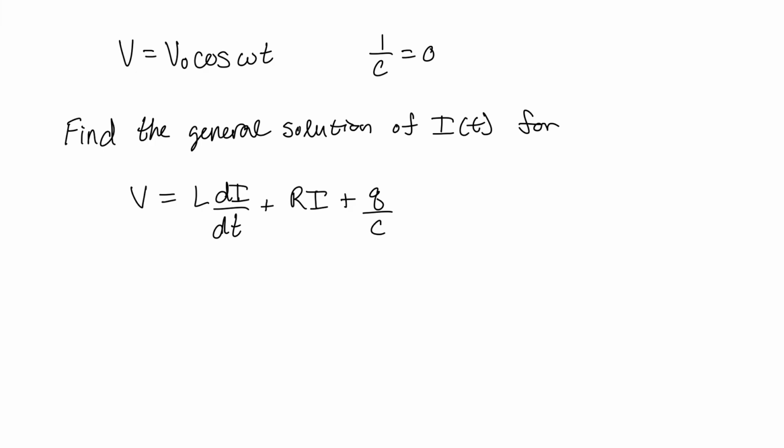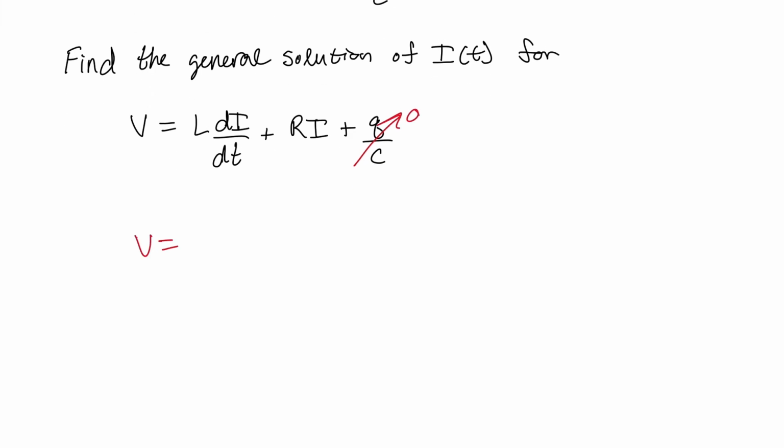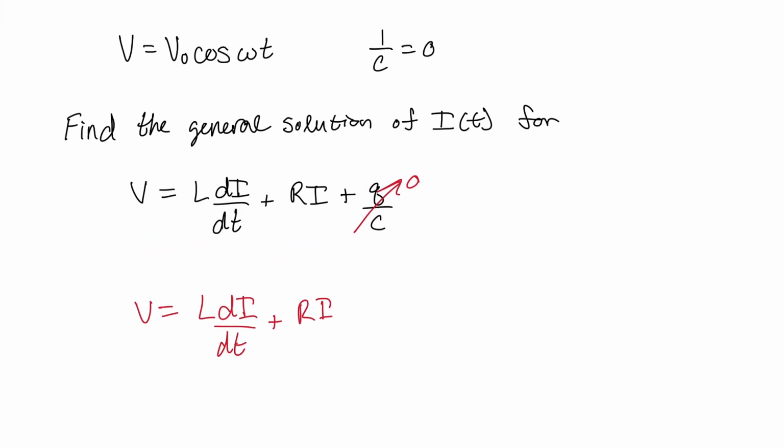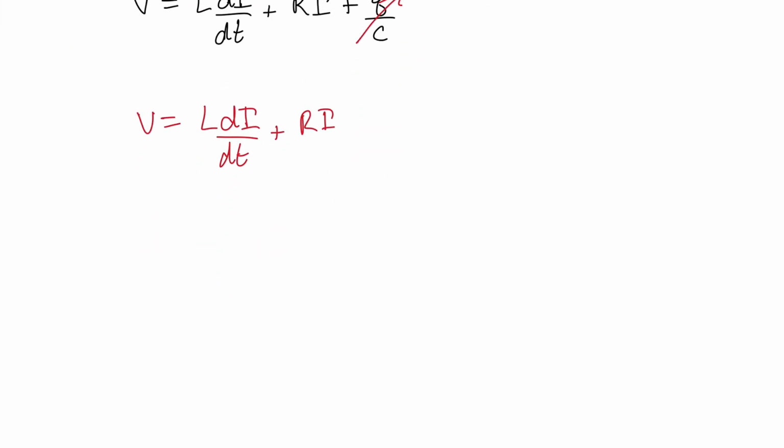Now, over here we have a condition where 1 over C is equal to 0. So this we know is equal to 0, so we can rewrite this as V is equal to L di/dt plus Ri, and that's it. Now, we have V is equal to V naught cosine omega t, so V naught cosine omega t is equal to L di/dt plus Ri.